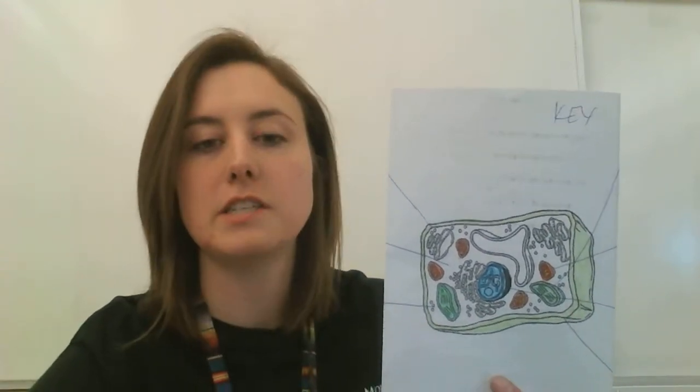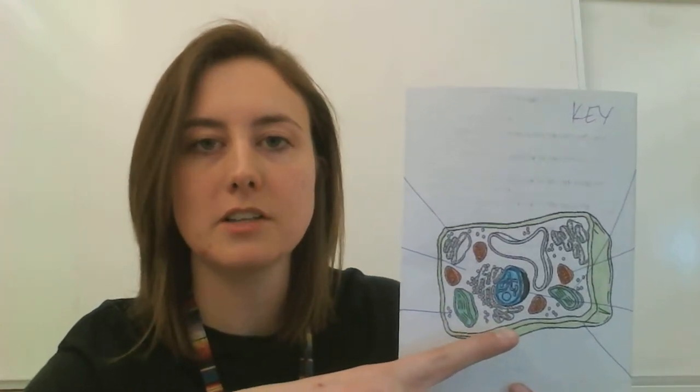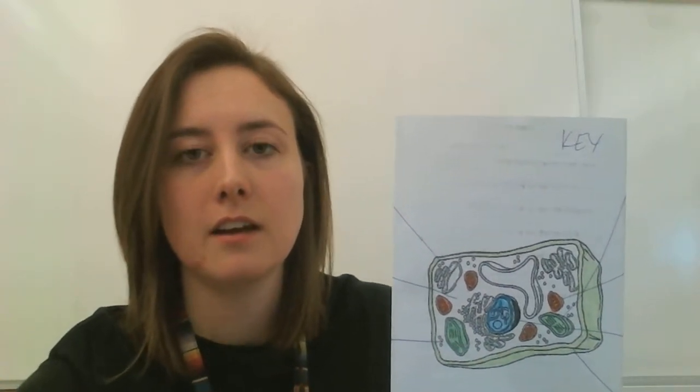So you need to know the difference between the cell wall and the cell membrane. Cell wall is only in plant cells, provides structure and protection and support. Cell membrane is in plant and animal cells, and it lets some things in and keeps other things out.